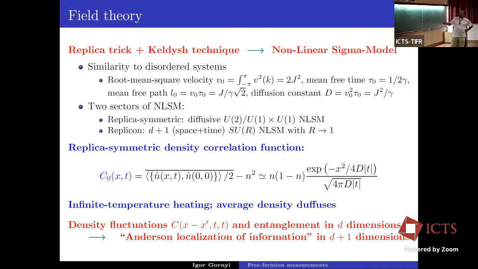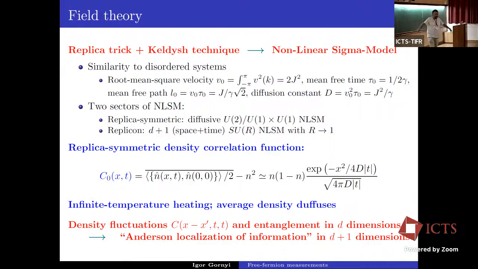And this nonlinear sigma model has 2 sectors: a replica symmetric one, generating those boring correlation functions, and a replicon sector, which has this SU(R) symmetry. And the replica limit R to 1 will be taken at the end of the calculation. So the replica symmetric density correlation function, just the average density, is diffusive. It's characterized by just a diffusive propagator, conventional diffusion.